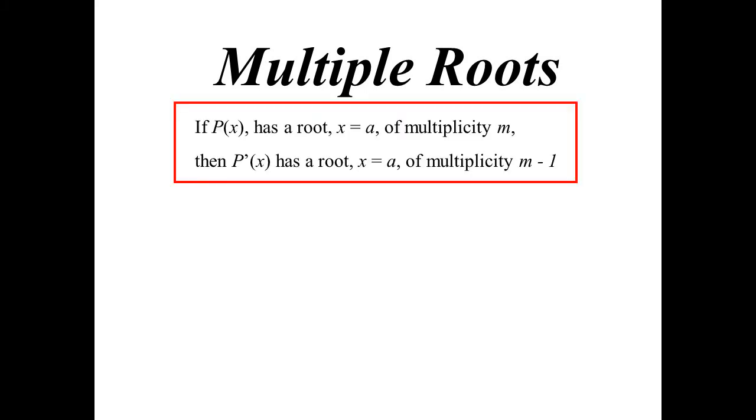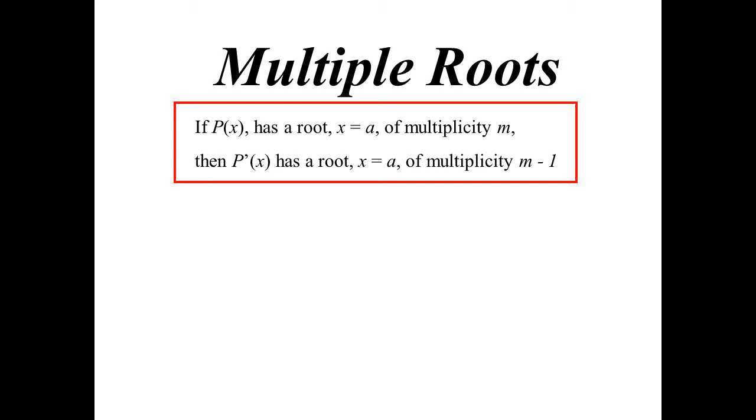So multiple roots. How can we work out whether a polynomial has multiple roots or not? Here's the idea. If a polynomial has a root at x equals a, it might be a double root, a triple root, whatever. We call it multiplicity m. So double root, multiplicity 2, and so on. If it has one, then the derivative will also have that same root, but of order 1 less.